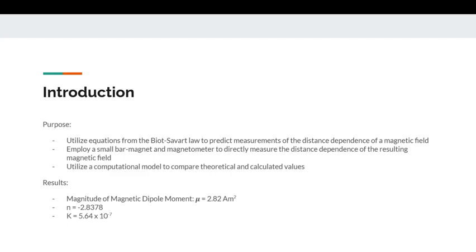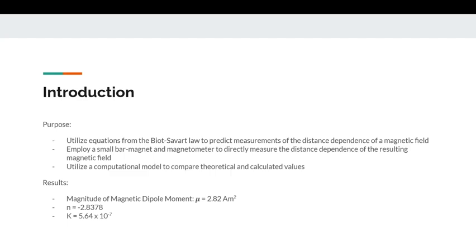In this lab, we wanted to utilize equations from the Biot-Savart law to predict measurements of the distance dependence of a magnetic field. We also wanted to employ a small bar magnet and a magnetometer to directly measure the distance dependence of that resulting magnetic field. Utilizing a computational model with GlowScript, we compared both our theoretical and calculated values.